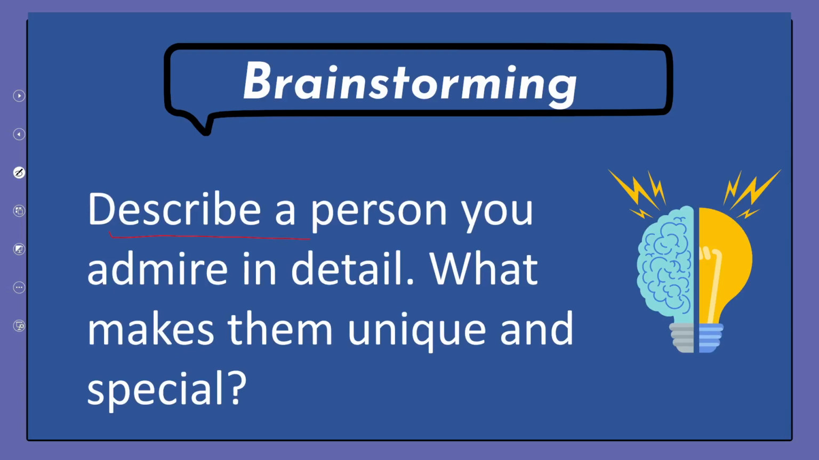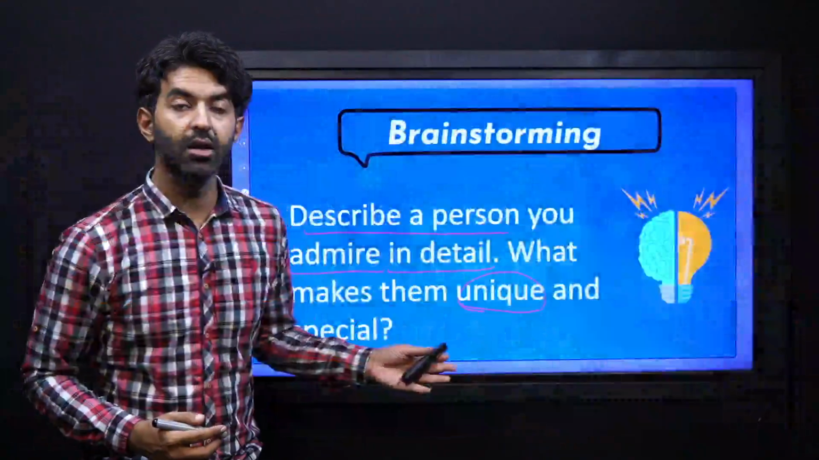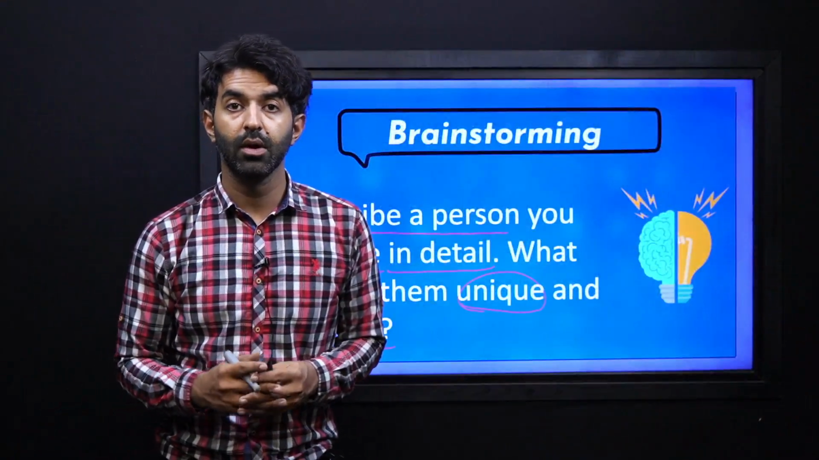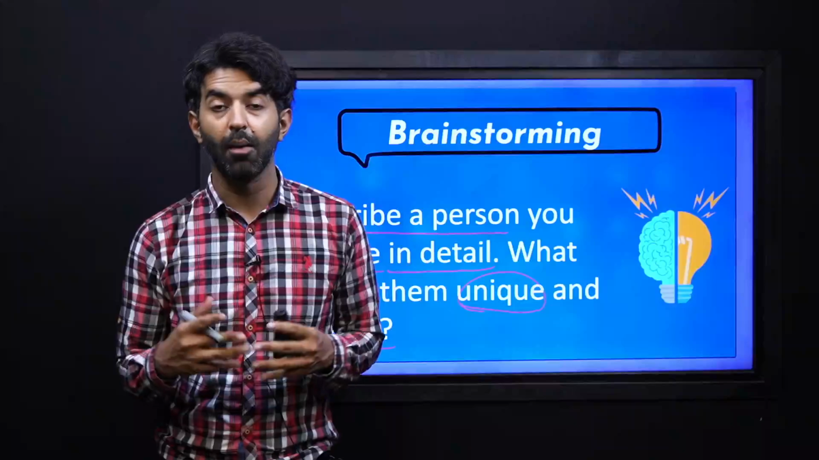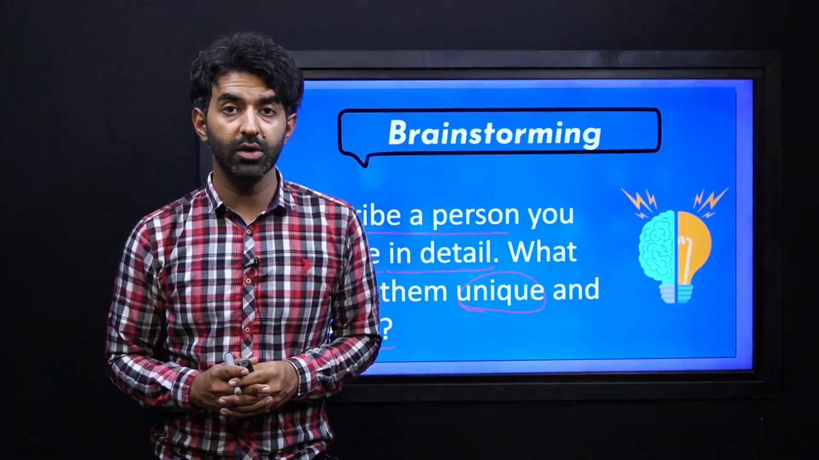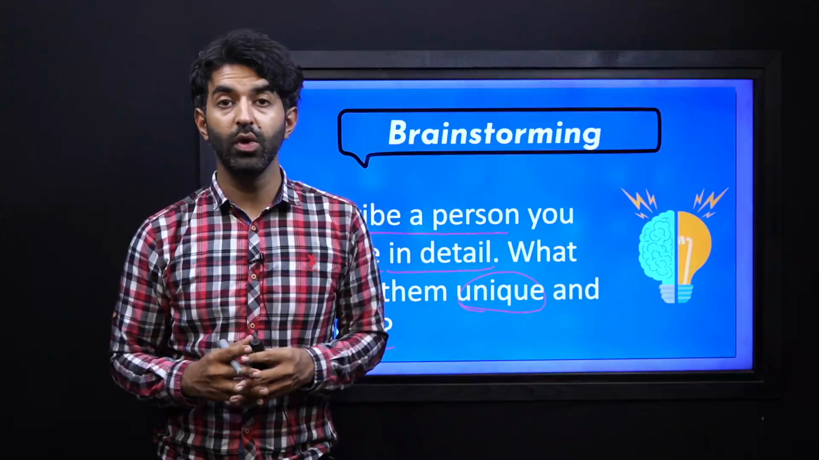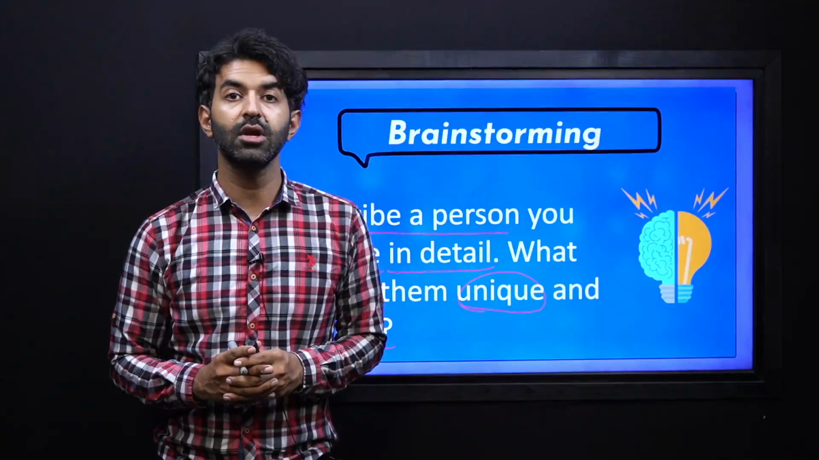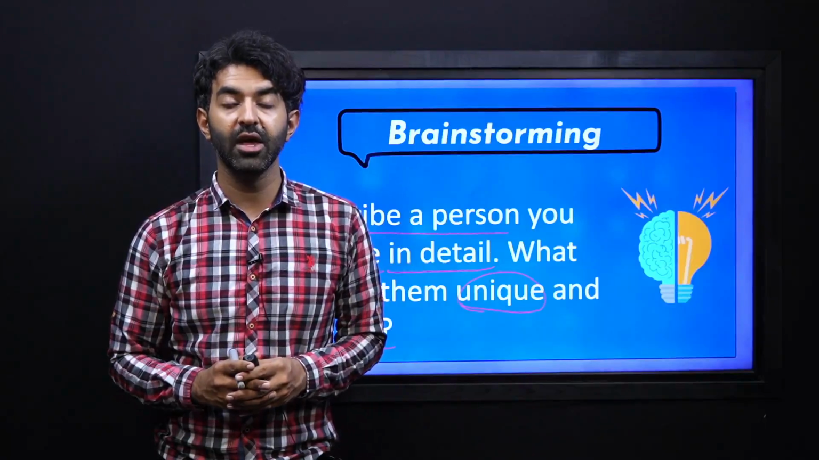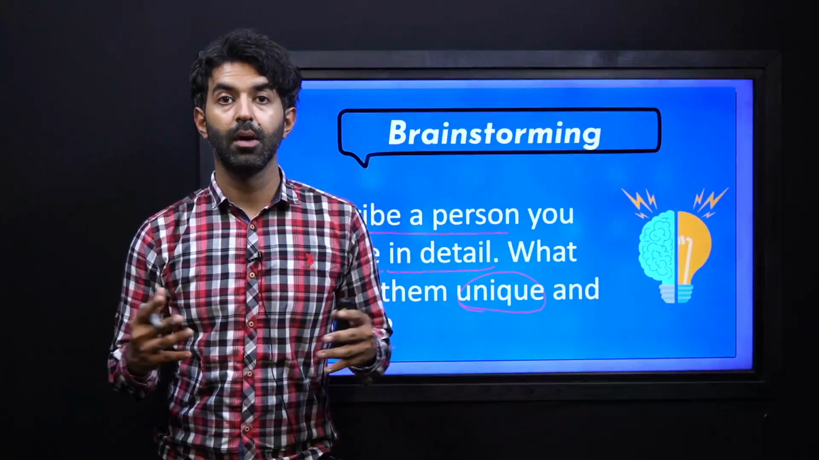Now, you have to describe a person you admire or you like in detail. What makes them unique and special? Now, we are going to describe personality traits or some important points about a person. Think about it, students. Give description. We are talking about descriptive composition, where we give details and descriptions of people, of things, or of different places.